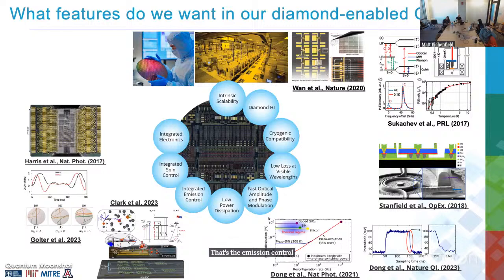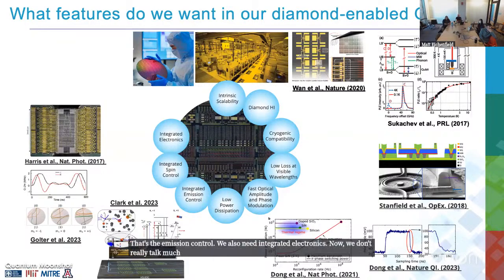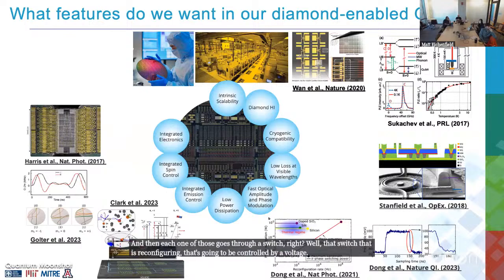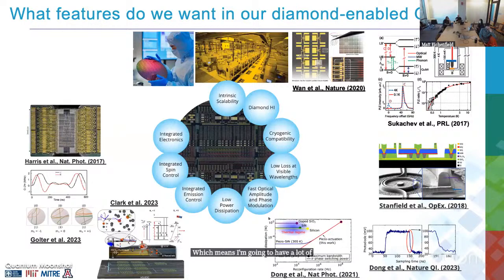We also need integrated electronics. Now, that we don't really talk much about this, but imagine I've got, you know, let's say millions of these individual qubits in their little sockets where they're being controlled and caused to emit photons. And then each one of those goes through a switch, right? Well, that switch that is reconfiguring, that's going to be controlled by a voltage, which means I'm gonna have a lot of voltages I need to apply to my circuit.